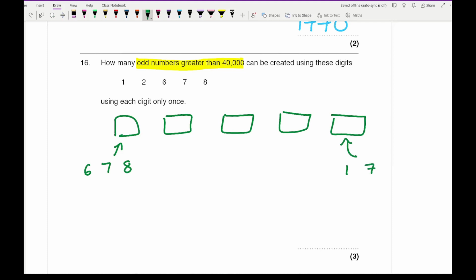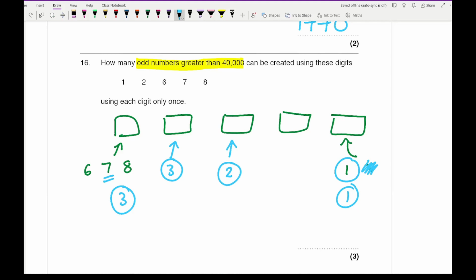Now, for it to be greater than 40,000, I can't have the first number being a 7 if the last is a 7. It's got to be here. So therefore, how many choices have I got? Well, for the first number, that's going to be 3. Then the second one, again, 1 has to be this one here. So then there's only possibly 3 numbers to choose from. Then for the third number, there's only 2 numbers to choose from. And for the fourth number, there's only going to be 1. So the final number of combinations is going to be 3 times 3 times 2 times 1 times 1. And that's going to give me an answer of 18.